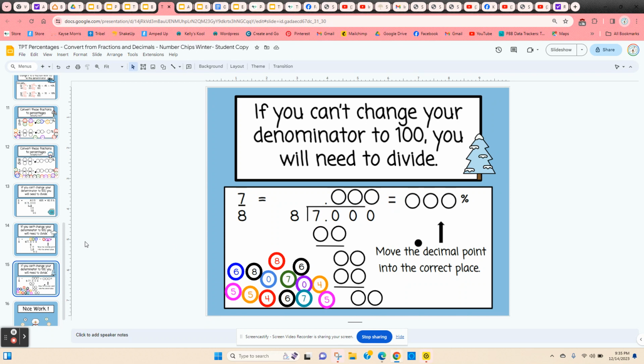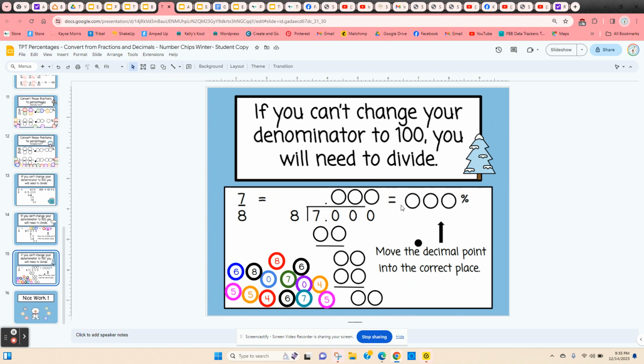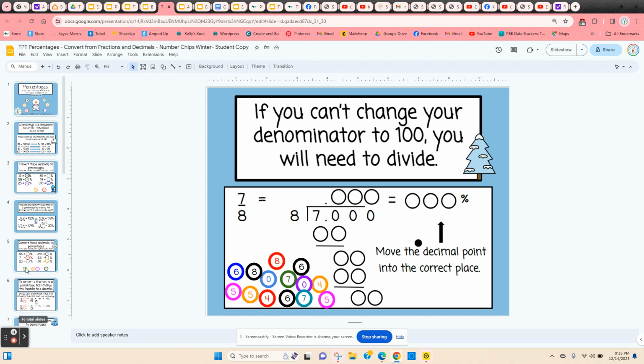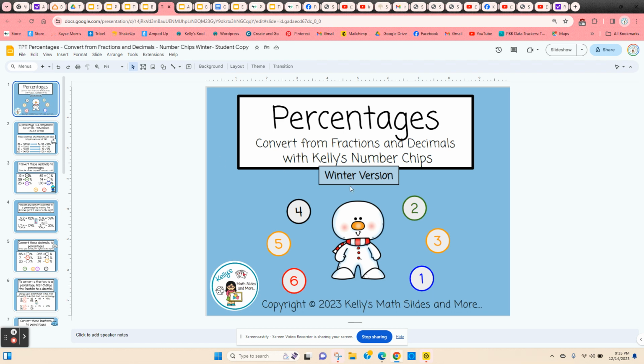The next slide, the very last one, they're going to do all of the division themselves, as well as move that decimal point into the correct place. So, good challenge for the students and a good practice for long division also. So this is the winter version of percentages converting from fractions and decimals with number chips.